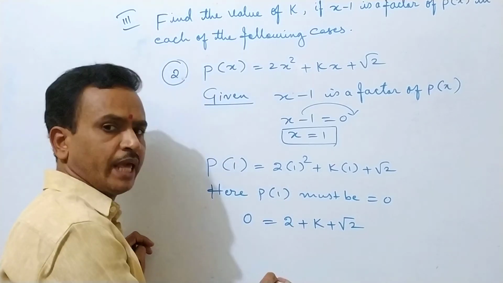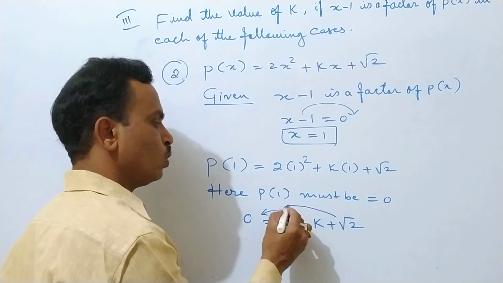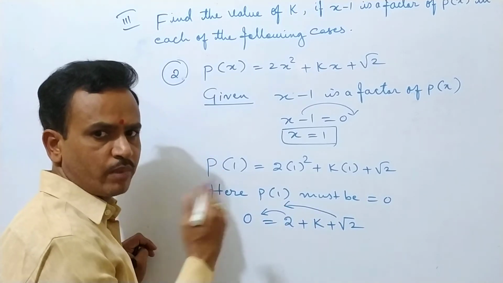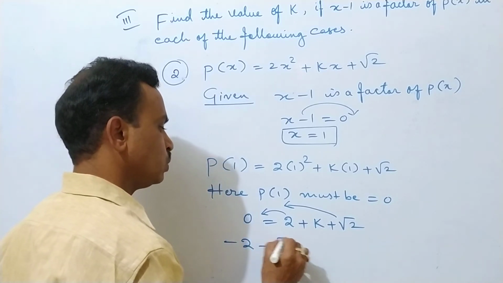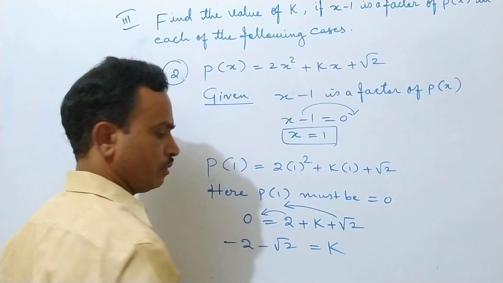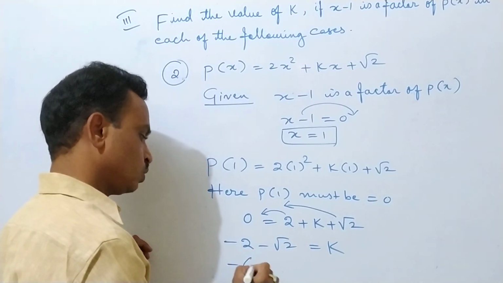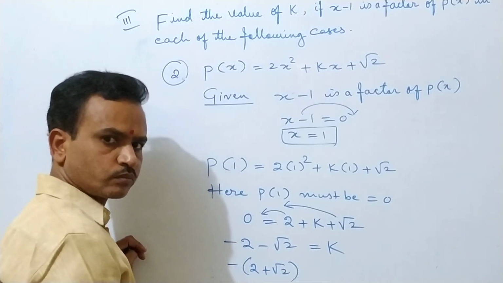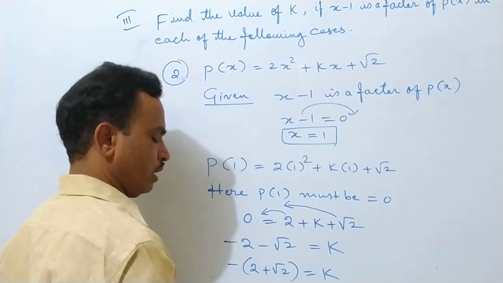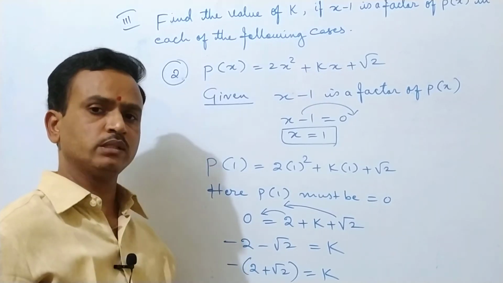Now we want the k value. So plus 2 we take to the LHS side, and root 2 also we take to the LHS side, and both become minus. So minus 2 minus root 2 is equal to k. Now taking minus common, inside the bracket 2 plus root 2 is equal to k. So therefore the k value is minus of 2 plus root 2.